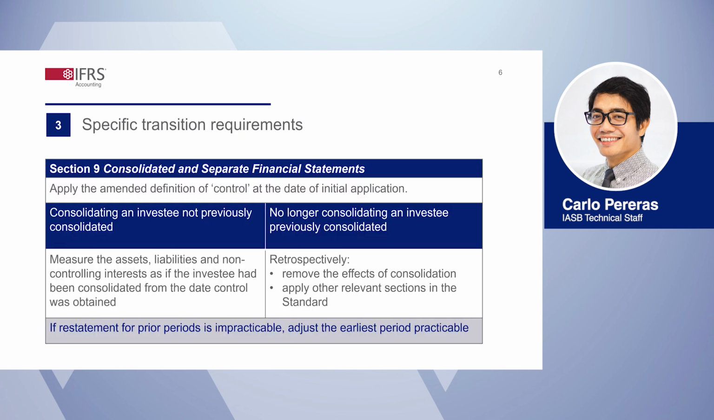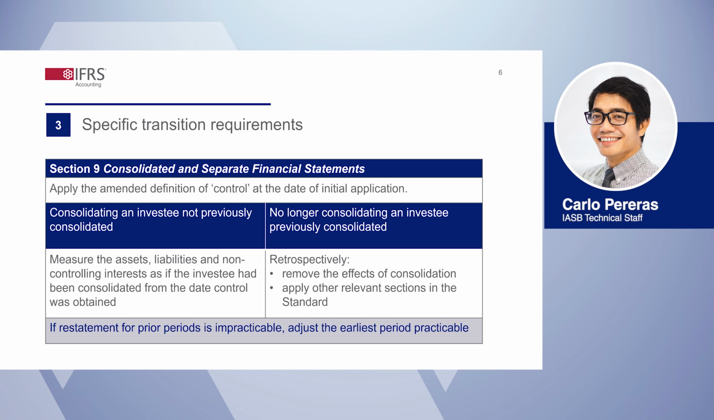Let's take a look at some of the specific transition requirements, starting with those relating to Section 9, which covers consolidated and separate financial statements. Section 9 includes an amended definition of control, along with the amended requirements on assessing whether an SME has control over another entity, referred to as an investee.